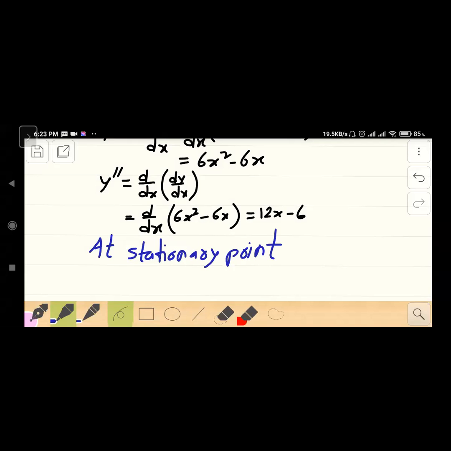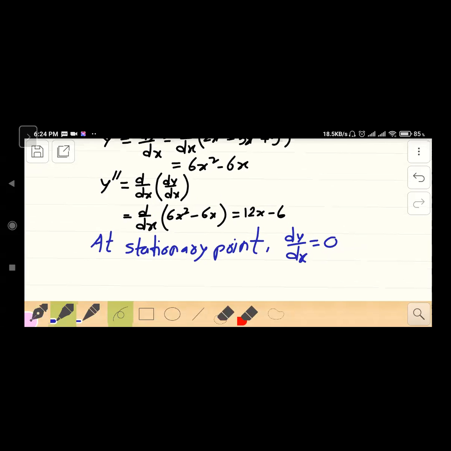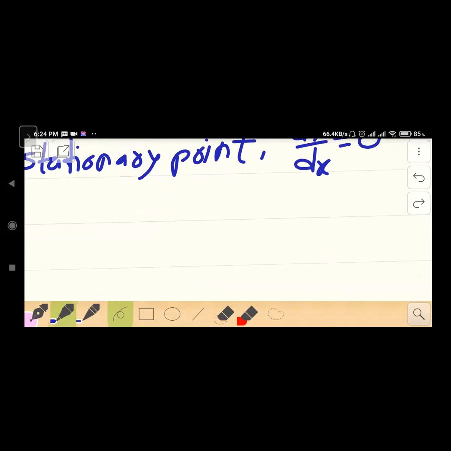Right, at stationary point we know that dy by dx, that is the gradient, this will be equal to 0. Okay, so that means 6x square minus 6x. This will be equal to 0. That means if we take 6x as common, then x minus 1 will be equal to 0.